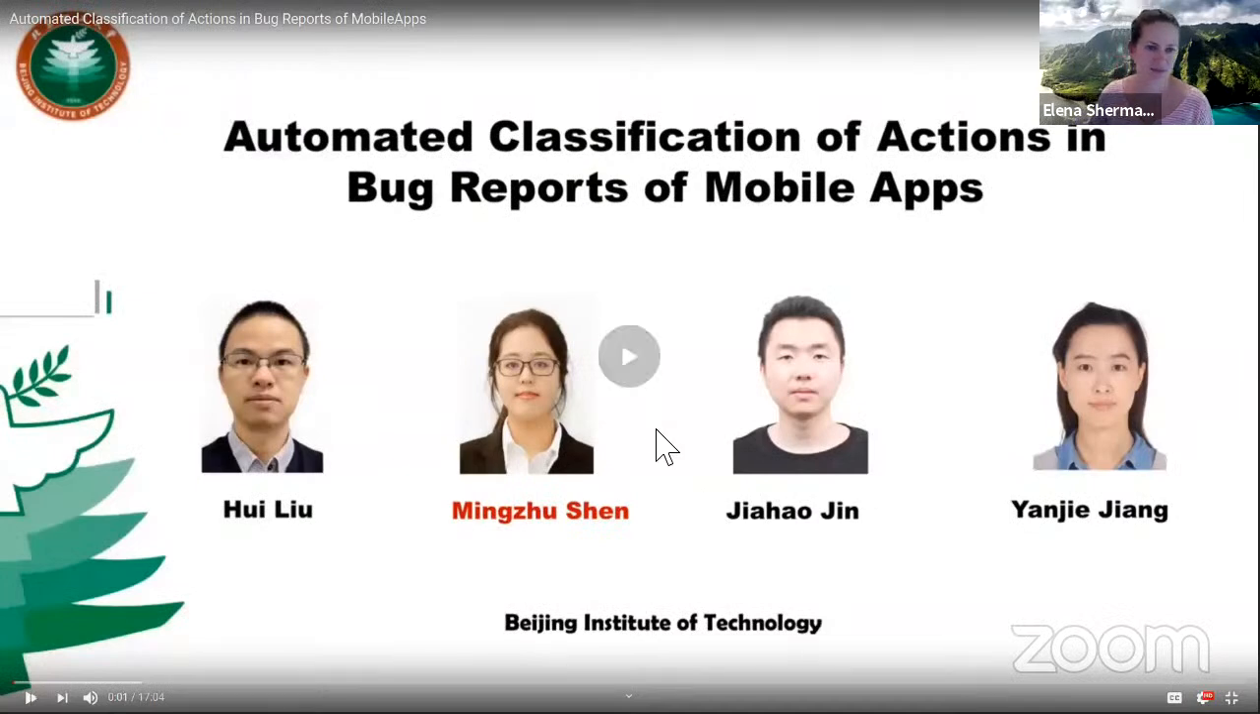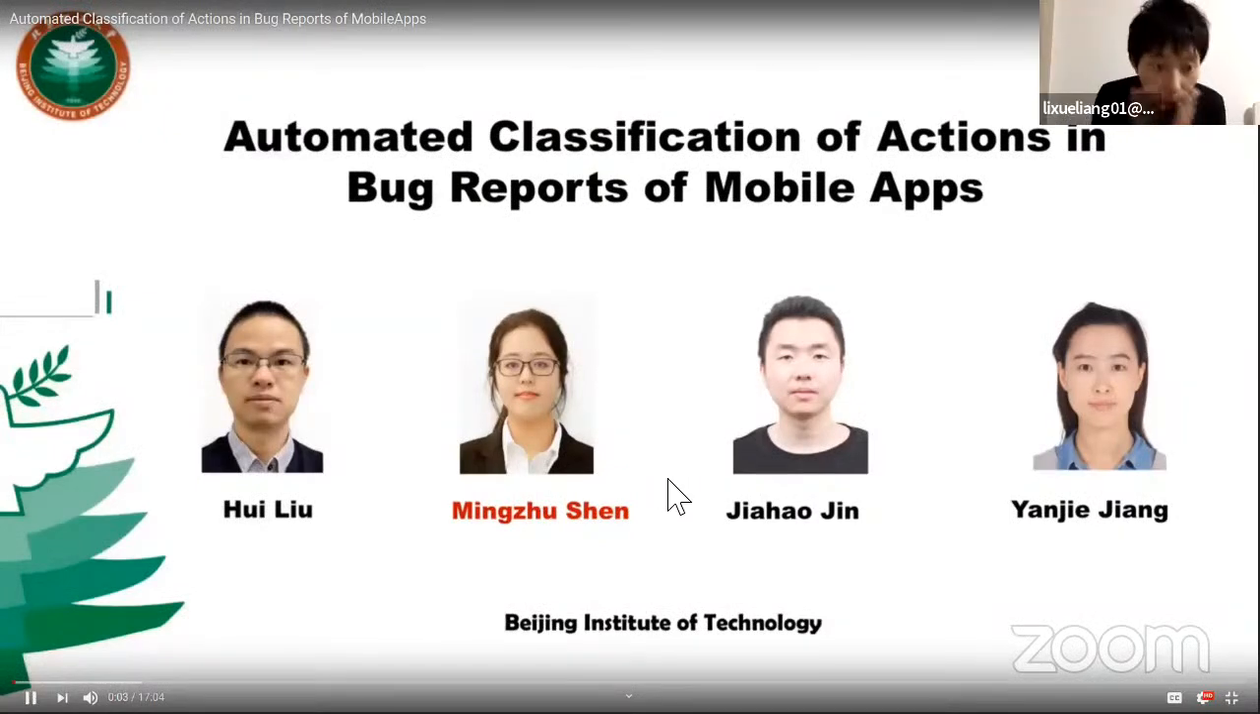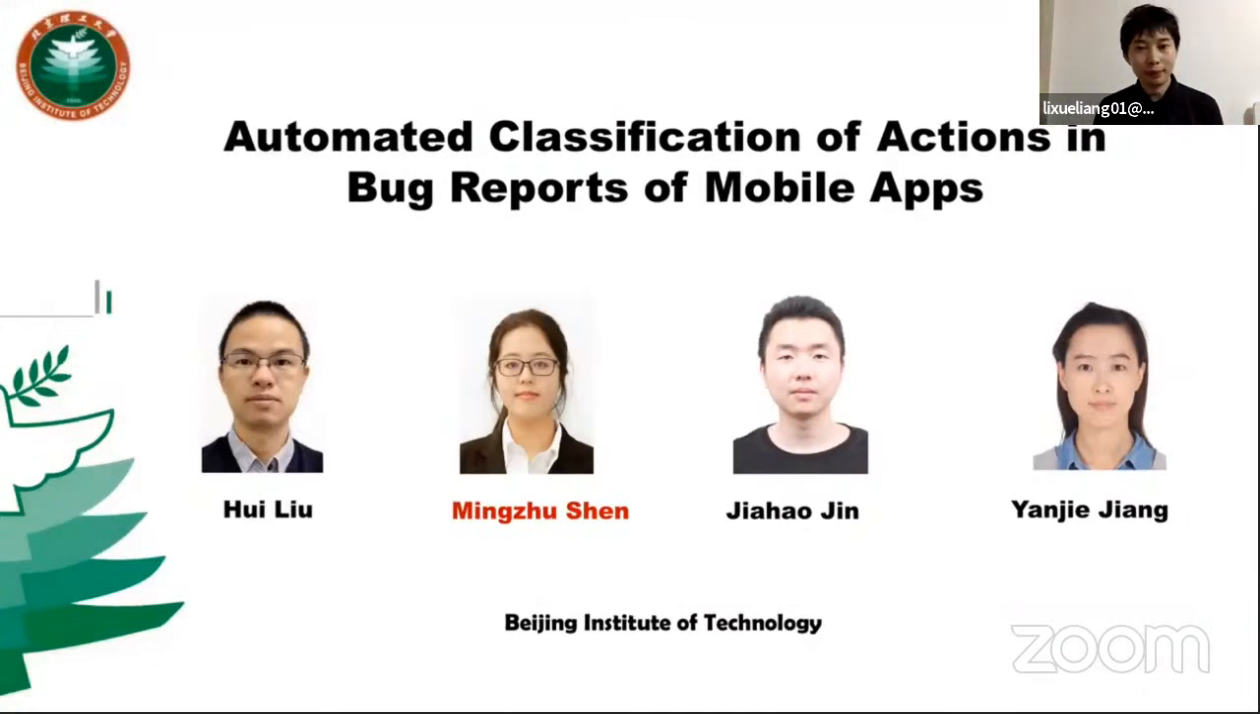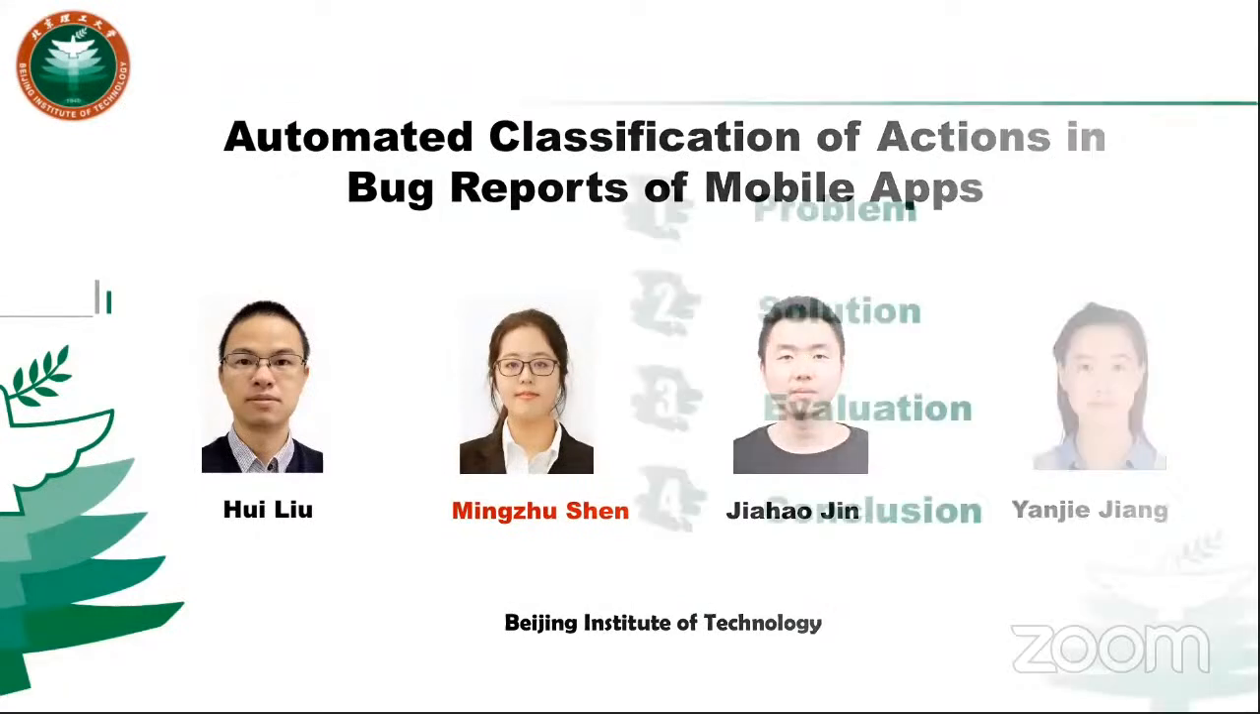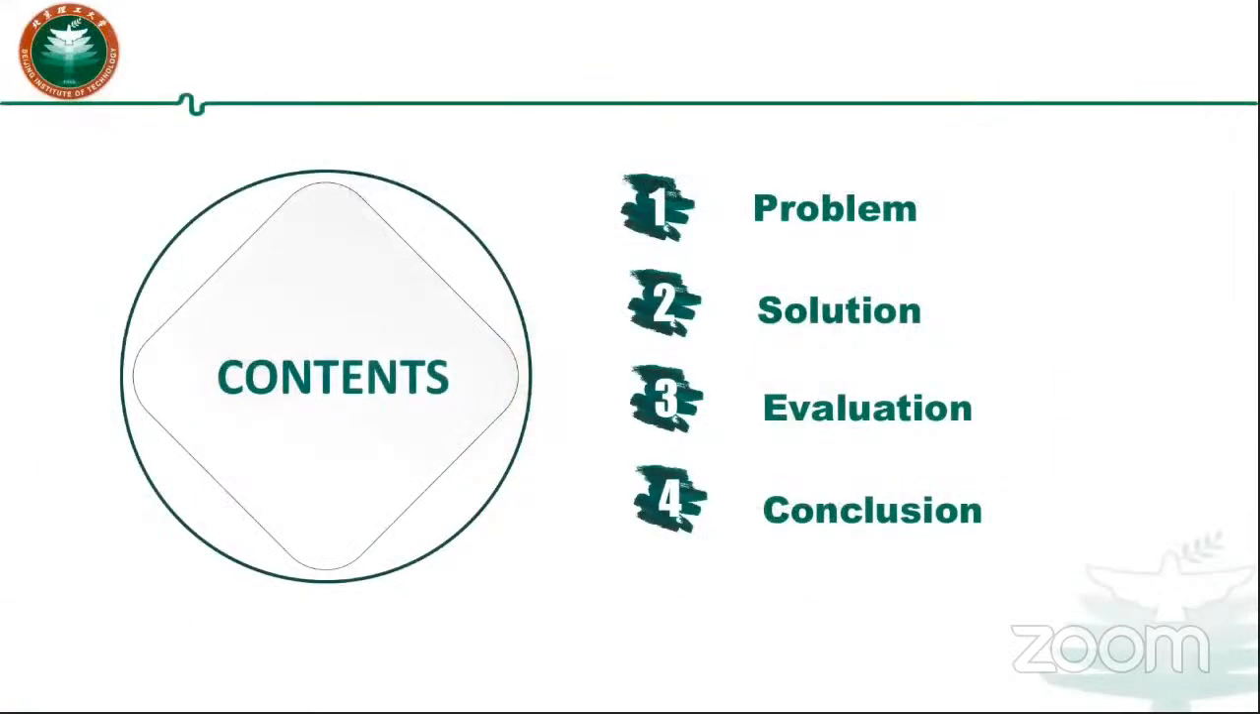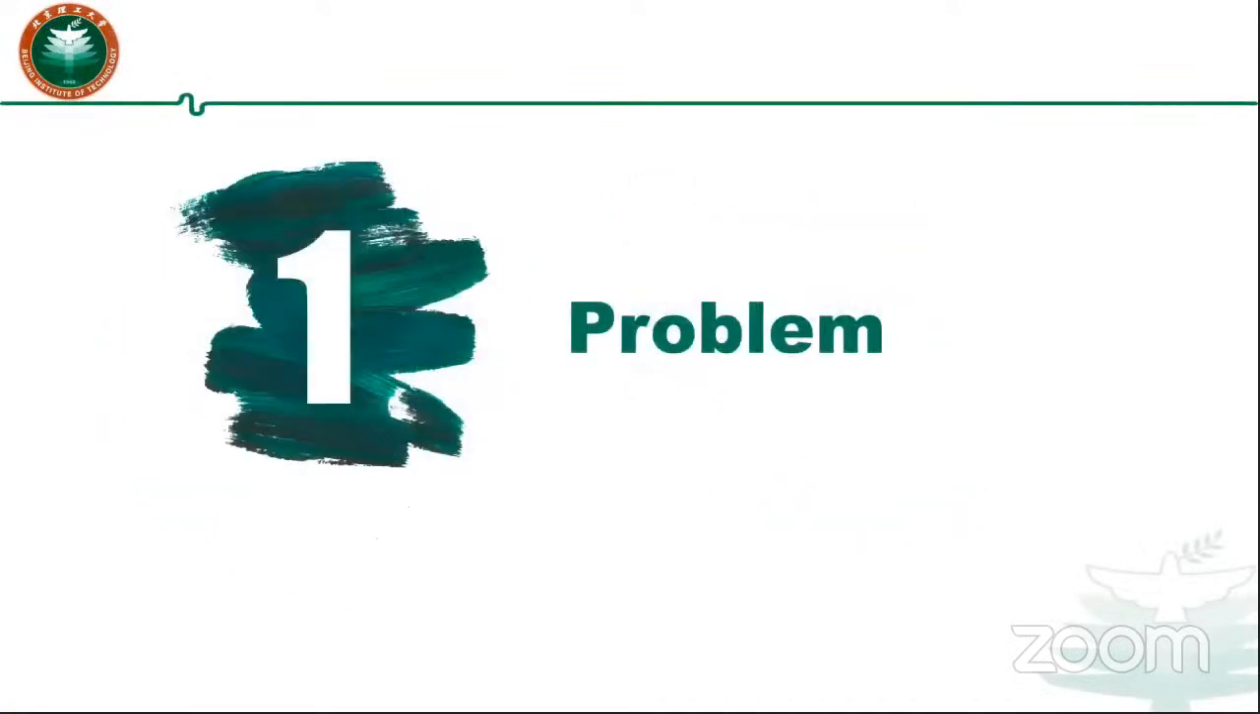Okay, thank you. Good afternoon, everyone. I'm Mingzhu Shen from Beijing Institute of Technology, China. I'll introduce our paper, Automated Classification of Actions in Bug Reports of Mobile Apps. This is the outline of my talk. First part, the problem.